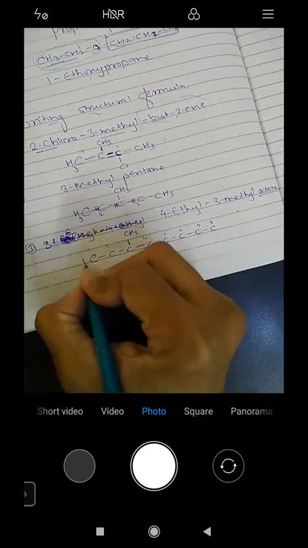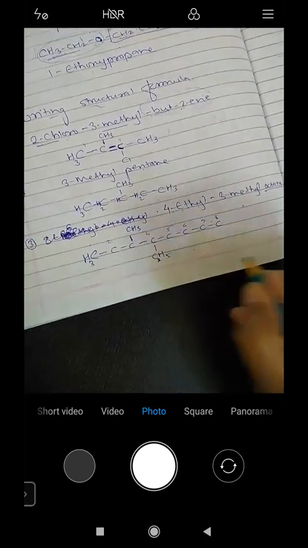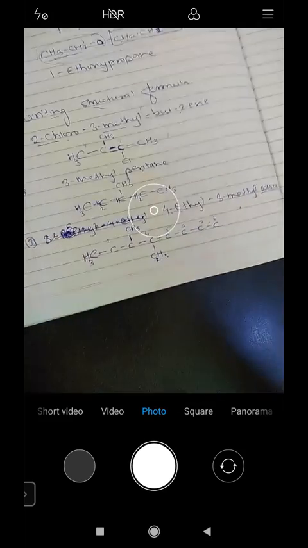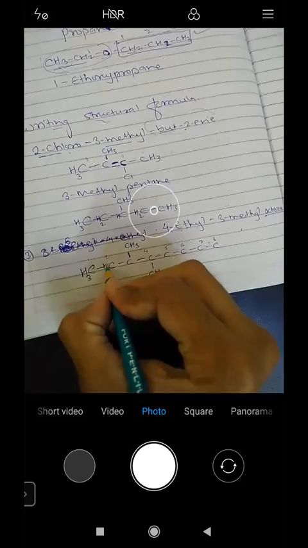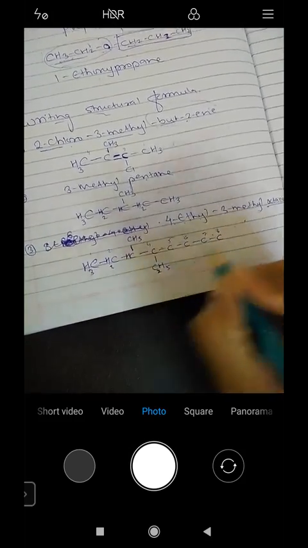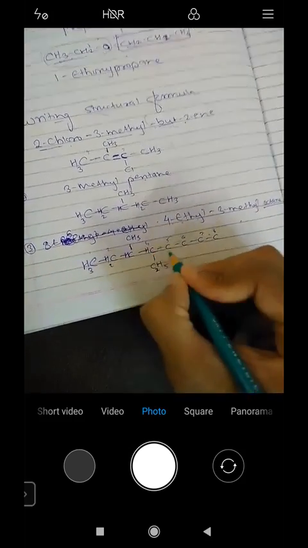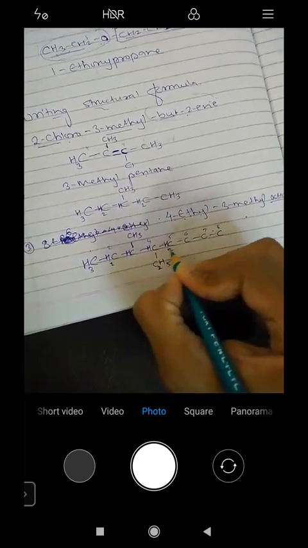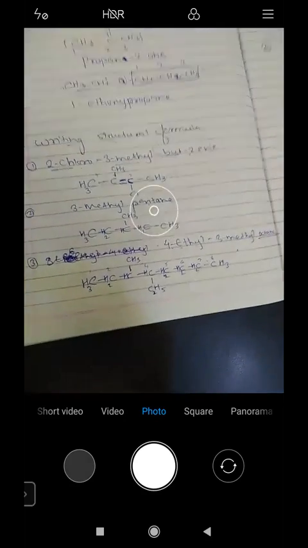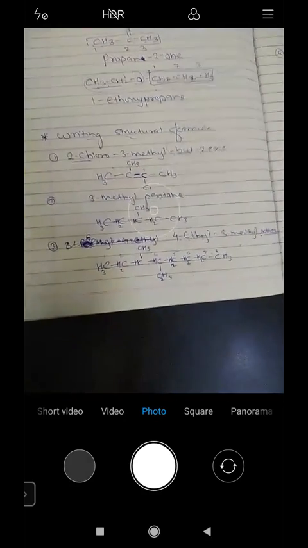Now we have to fill the valency with hydrogen. So I will write CH3 over here, CH2, CH, CH, CH2, CH2, CH2, and CH3. Understood? Yes. Take a screenshot.